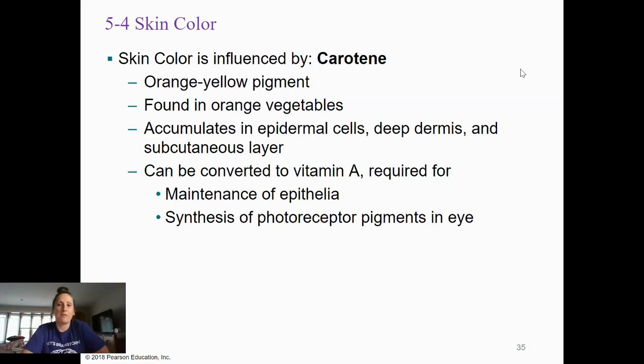The second pigment that influences and mixes in with the melanin to produce skin colors is keratin. And keratin is an orangish yellow pigment. Typically, we find this in any type of orange vegetable, like your carrots. Basically, what happens is it accumulates within your epidermal cells, sometimes also deep in the dermis as well as the hypodermis. And keratin can be converted into vitamin A, which is something that we need, one, to keep the epithelial cells healthy and functional, but two, it also impacts the pigmentation and receptors within our eyes. That's why they always tell you that carrots are good for your eyes.